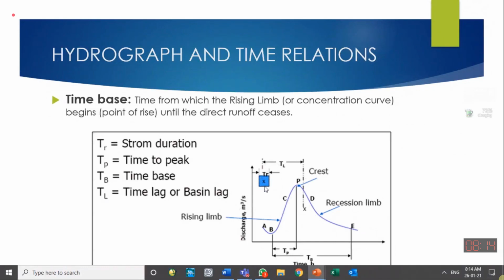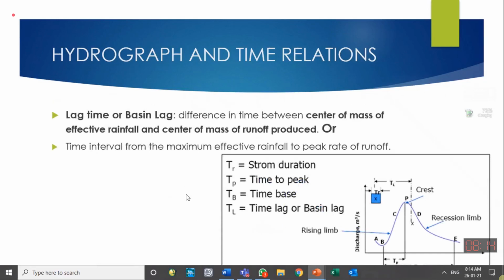The storm also will not have a constant intensity. For example, for 1 hour it can have 2 millimeter rainfall, and for another hour it can have 10 millimeter. So we are talking about the center of mass of the hydrograph. It may not be at the exact center of the TR. So these are some of the definitions which will be used in the later part of this lecture.